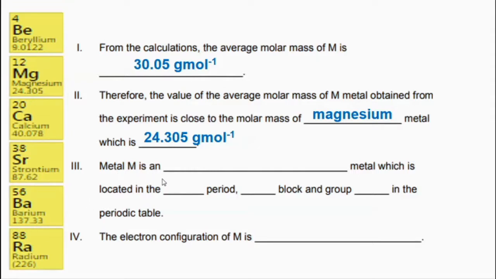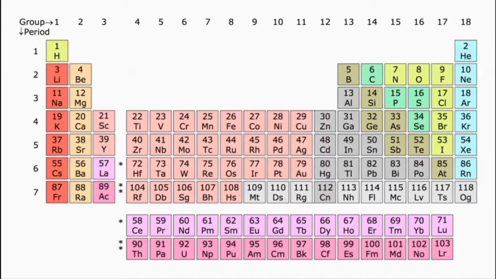Which period, which block, and which group in the periodic table is it located in? To answer this, you need to look into the periodic table. So let's look at this periodic table and look for magnesium. Magnesium, where are you? Here, see? Magnesium.